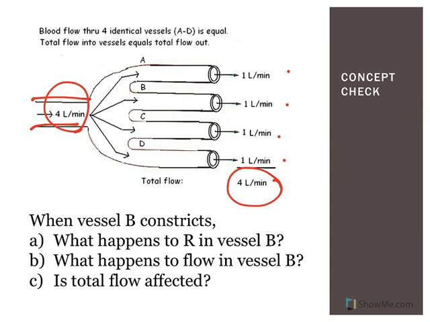What happens if I narrow this vessel? What's going to happen to resistance in vessel B? Okay, so I have decreased the radius. What happens to resistance? That's the first thing you need to answer. What would therefore happen to flow in vessel B? So remember our equation. Flow is delta P over R. Now, also, the last question is: is total flow affected? So I want you to think about it.